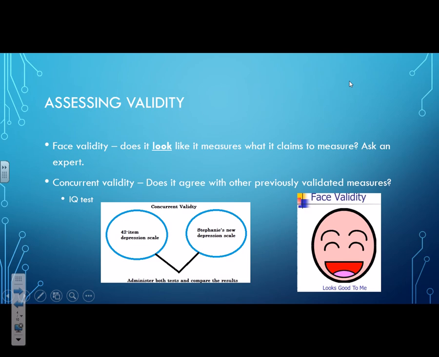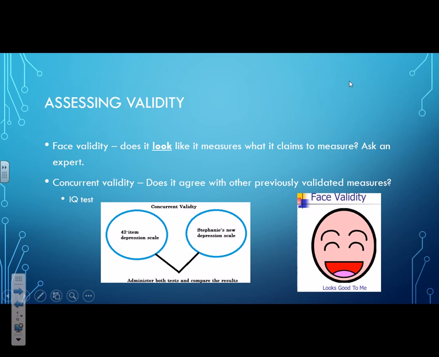So does it look like it measures what it claims to measure? Ask an expert. So the question you would ask is, does it look like it measures what it claims to measure? So if you're looking at an IQ test, you would be checking, does it look like it's measuring intelligence? And the best way to do that, of course, would be to ask an expert. So somebody in the field that can comment on does it look like it's measuring what it claims to measure, essentially.